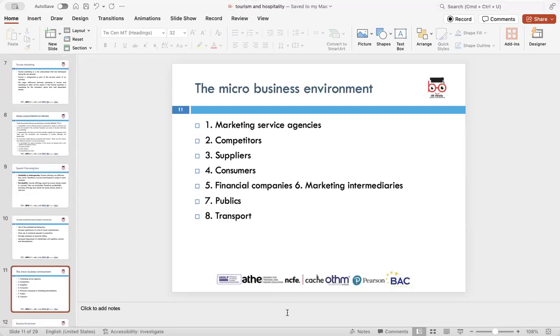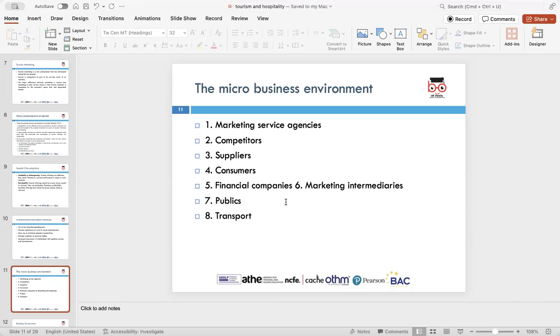The tourism industry involves a wide range of stakeholders who directly or indirectly influence its functioning. These include marketing service agencies that design and manage promotional strategies, and competitors who shape the market landscape and drive innovation. Suppliers, such as food providers and hotel suppliers, ensure the availability of essential services and goods. Consumers form the core of the industry, as their needs and preferences drive demand.